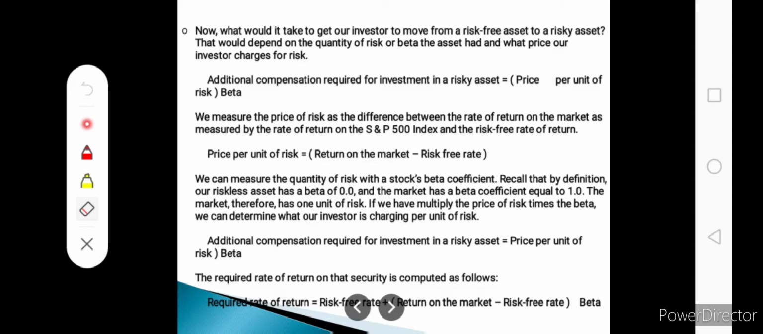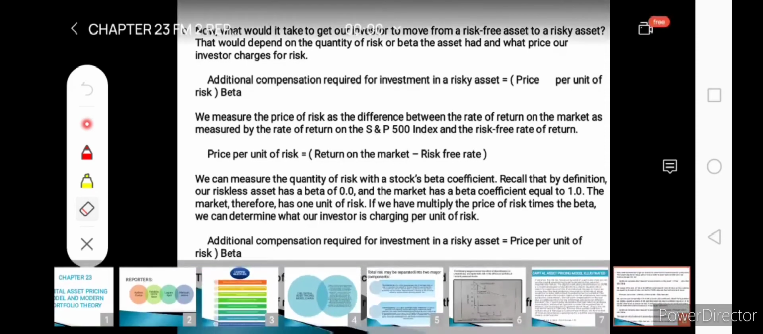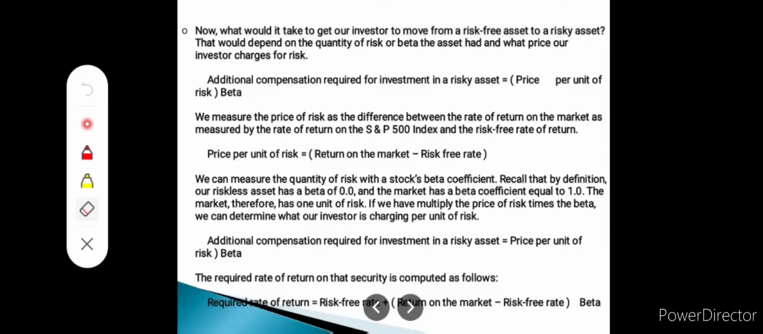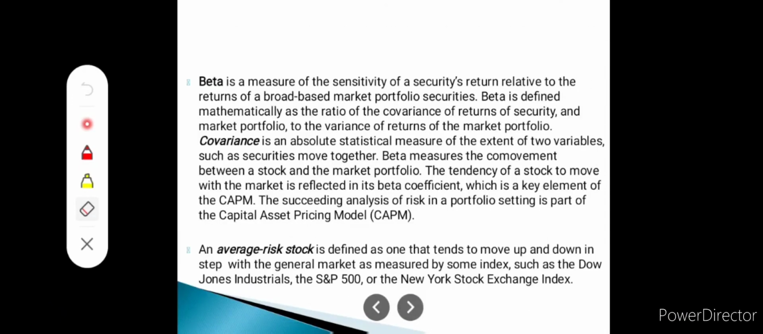Required rate of return is equal to the risk-free rate plus the return on the market minus the risk-free rate, multiplied by beta. So let's proceed to the next slide. So what is beta? Beta is a measure of the sensitivity of a security's return relative to the returns of a broad-based market portfolio of securities.